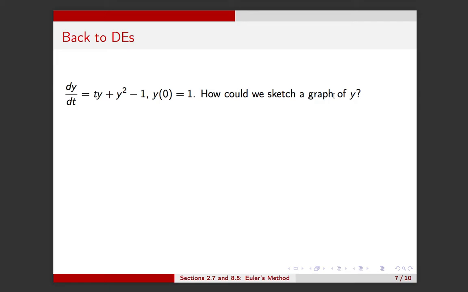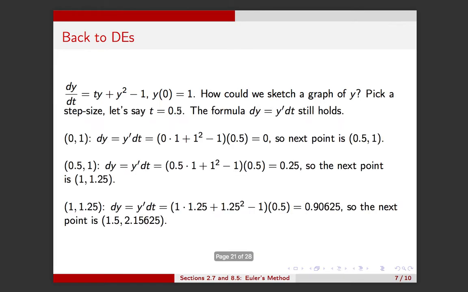Well, now we don't know what y looks like. We don't just have a formula for it, right? But what do we know? We know a point on the graph of y. That's just handed to us as part of the initial value problem. We know that y goes through the point (0, 1). And what else do we have? We have slope data. That's what that differential equation is. It's a formula for slopes. Therefore, the process outlined in the previous video can be applied here in exactly the same way to sketch a graph of y.